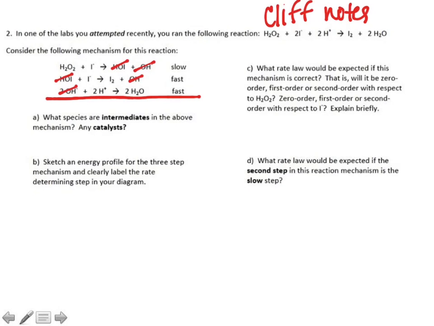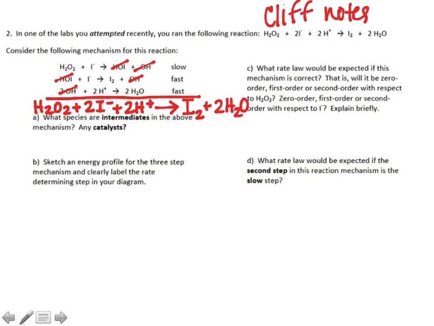And then we have the H plus. Can we cross anything else out? Okay, so write your reaction. What's left over? H2O2 plus 2I minus plus 2H plus produces I2 plus 2H2O. Does that match our Cliff Notes up above? Yes. Good.